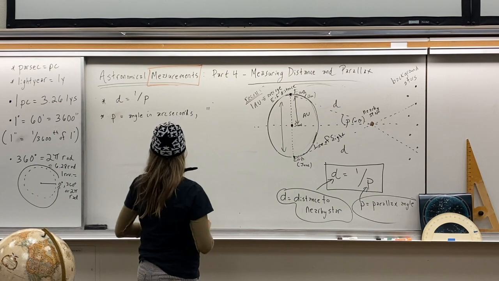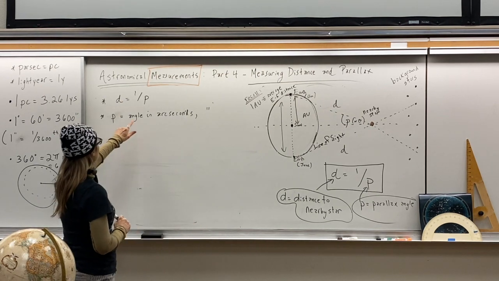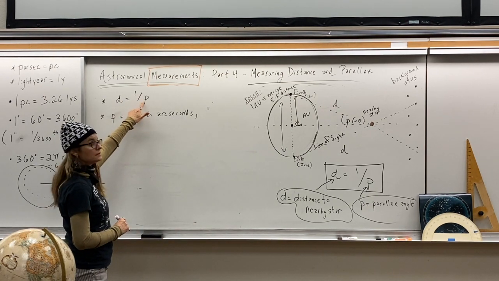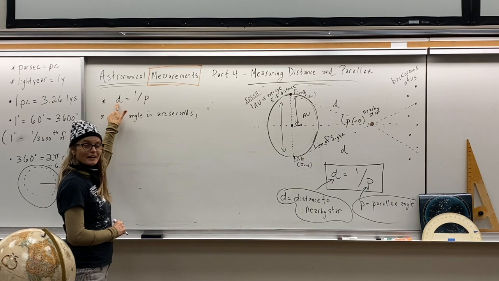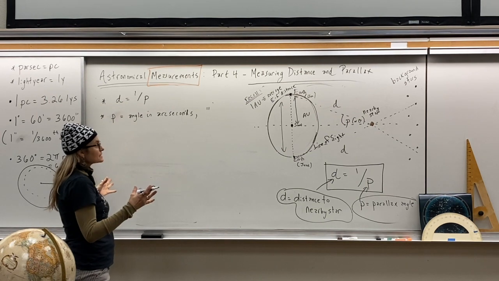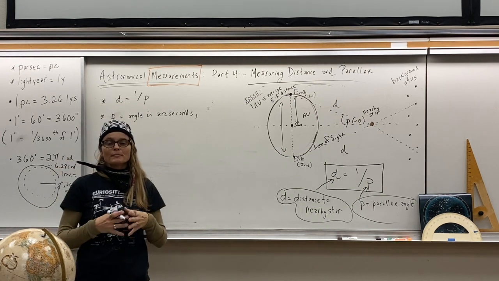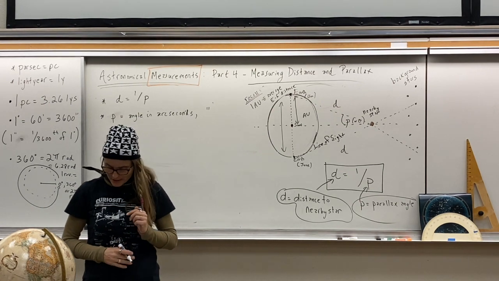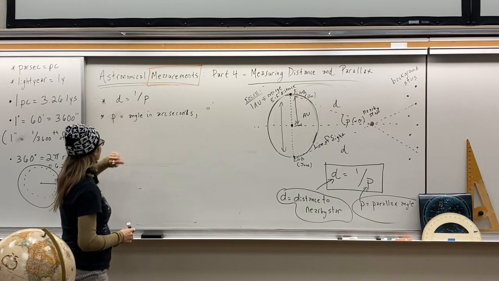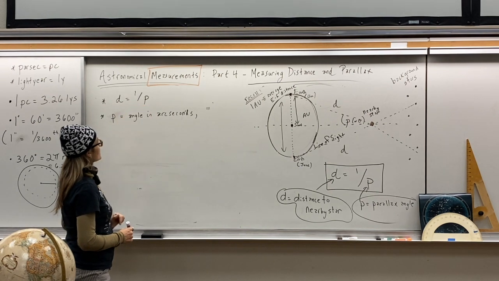But this handy little formula allows us to plug in this right in terms of arc seconds and give us a distance in terms of parsecs, because the parsec is based on an arc second. Okay? The parsec is defined as the distance measured from an object that covers 1 arc second of sky. So really important. So this parsec distance is going to be based on this arc second measure.